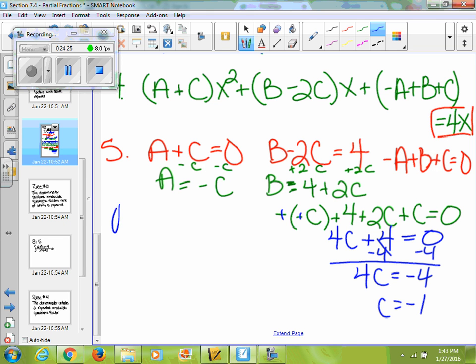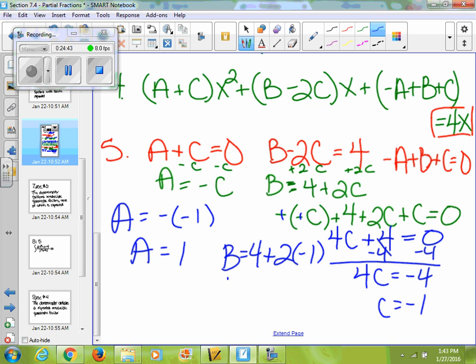Knowing that, then I can come up here and solve for a. If I know that a is negative c, then I get negative negative 1. So a becomes positive 1. And if I solve for b, b equals 4 plus 2 times c, which is negative 1. So b equals 2.